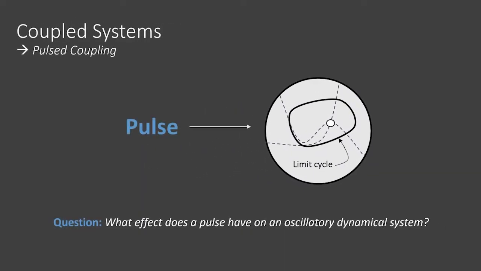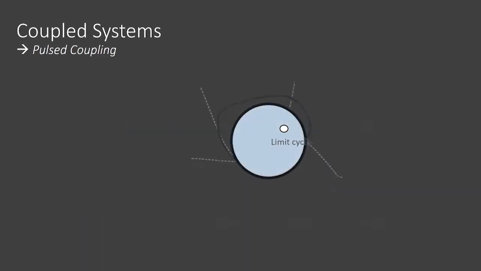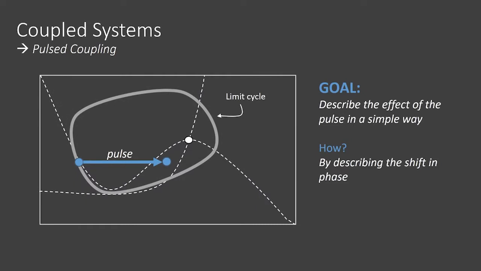In order to understand how coupled systems work in detail, it is essential to understand first how a single dynamical system reacts to an external input such as pulses. This is why we focus on pulsed coupling in this video. More specifically, our goal is to describe the effect that a pulse has on an oscillatory dynamical system as simply as possible.